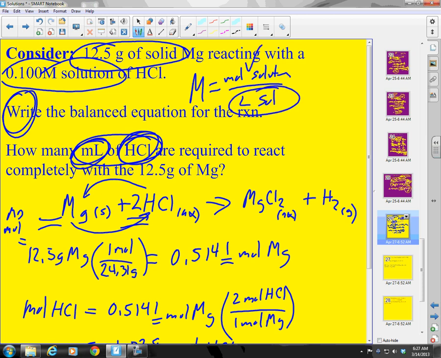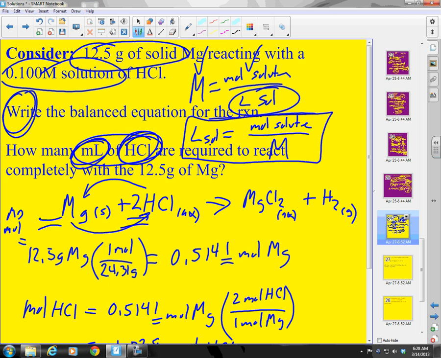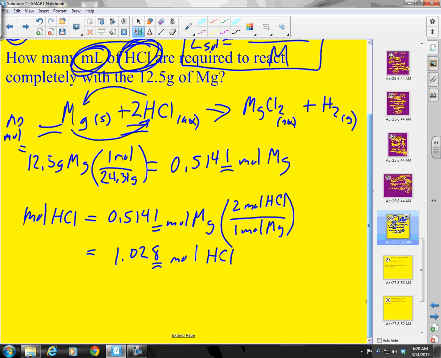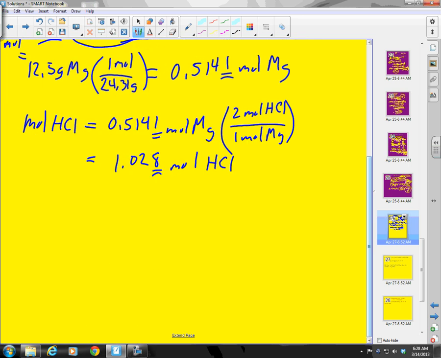I have my moles of solute, and I have my molarity. So let's work this out. Liters of solution then will equal what? Moles of solute per molarity. So if you're a memorizing kind of person, you can memorize that: liters equal moles of solute divided by molarity. If not, you can just work out the algebra or manipulate the equations, which is what I like to do. So here's the way I'm going to work it.